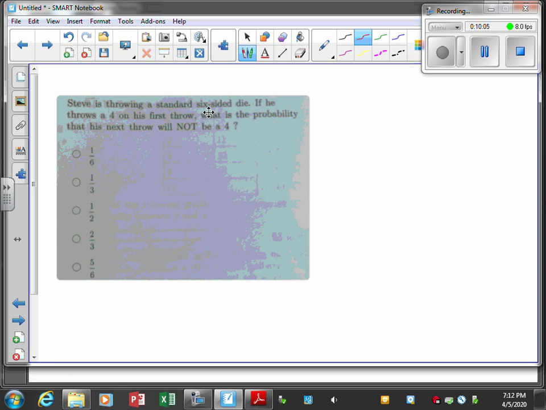Steve is throwing a six-sided die. If he throws a 4 on the first throw, what's the probability that his next throw will not, careful here, be a 4? First of all, it's an independent event, the second outcome is not affected by the first. So it doesn't matter what he rolls the first time, right? The first time he rolled a 4, well, there's 6 sides on a die. One of those 6 sides has a 4 on it, so you have a 1 in 6 chance to roll a 4. That's on the first roll. On the second roll, it doesn't matter about the first roll because it's an independent event and you still have a die that has 6 sides.